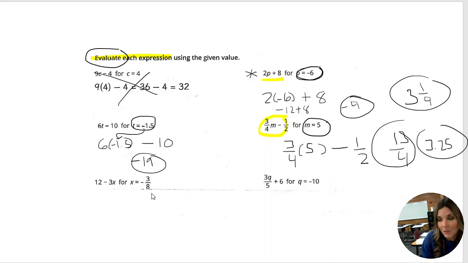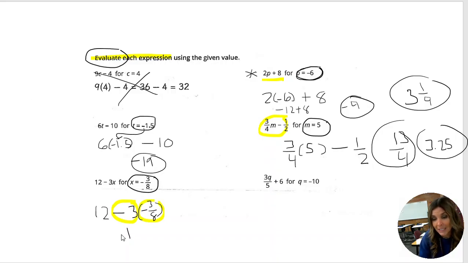Okay, next one. Now the next one is a little bit tricky. Notice that we have a minus sign and then a 3 and then times the x. So when you substitute that -3/8 in for the x, you have to remember that this is a -3 times by a -3/8. So a -3 times by a -3/8 is going to be a +9/8, and then we are going to combine that with the 12. Remember that we needed to multiply first before we do any adding or subtracting.